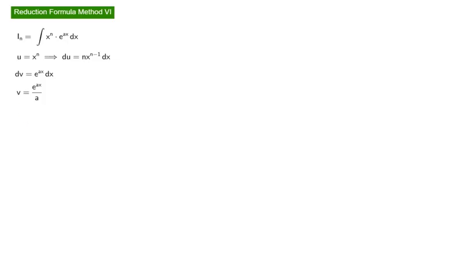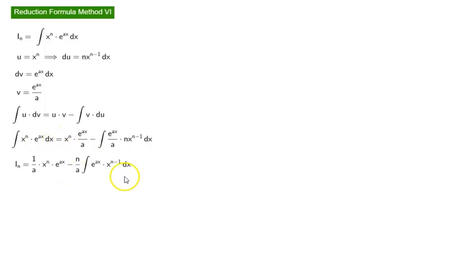And now integrating by parts, we get the integral of x to the power of n times e to the power of ax dx is equal to x to the power of n times e to the power of ax by a minus the integral of e to the power of ax by a times nx to the power of n minus 1 dx. So we have done the uv substitutions. So here if you notice, x is getting reduced.